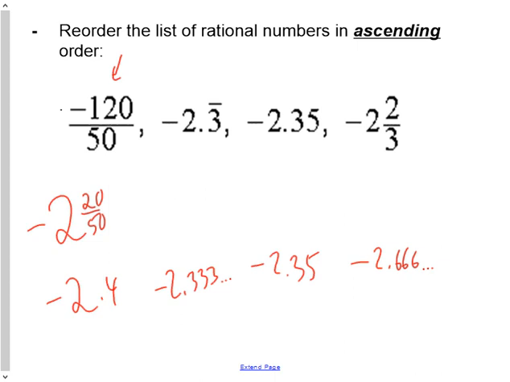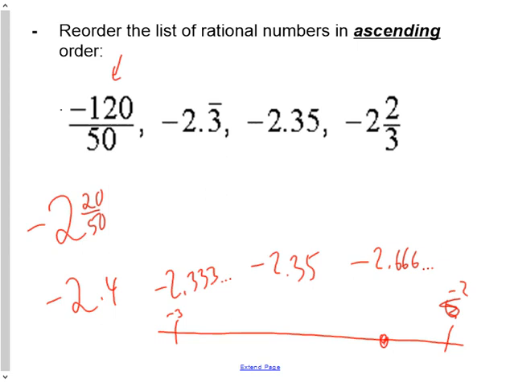So now that I have them all in decimal form, I have to think about what is the farthest from 0. If I have negative 3 here, and let's just make this negative 2 here, negative 2 there, negative 3 there, negative 2.333 is going to be the closest to 0, and therefore this is our largest number.